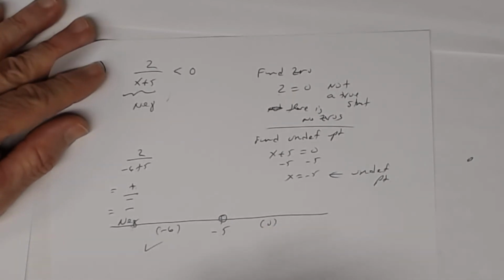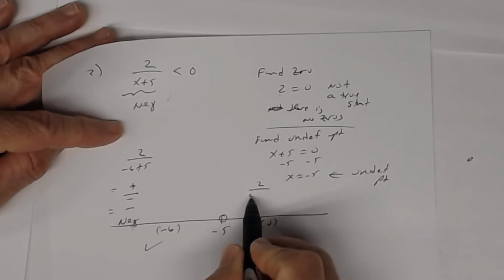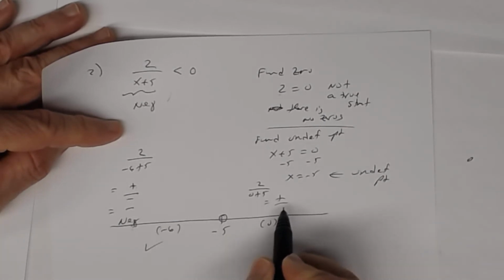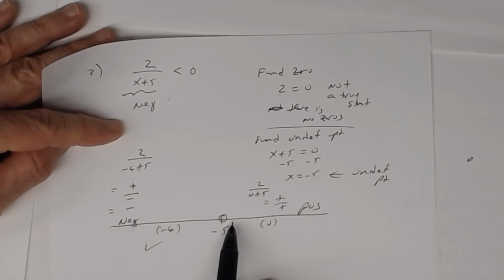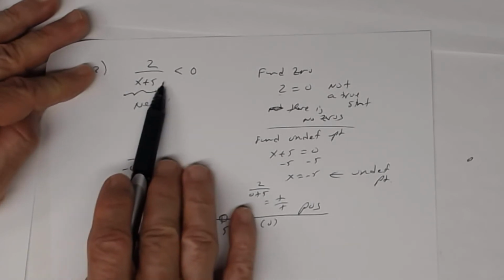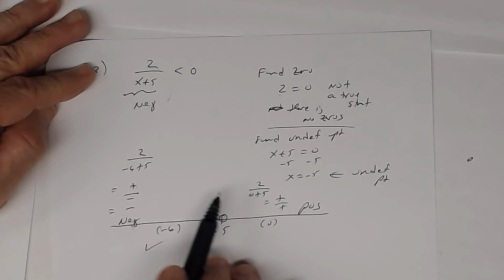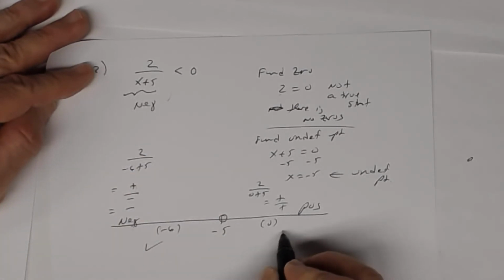Now we go to this one, 0. Do the same thing. 2 is positive, so I get 2 divided by 0 plus 5. 2 is positive, and 0 plus 5 is positive. A positive divided by a positive is a positive. So any real number greater than -5 is going to make this rational expression a positive number, but that's not going to be a solution because I need it to be negative. So I put an X there.